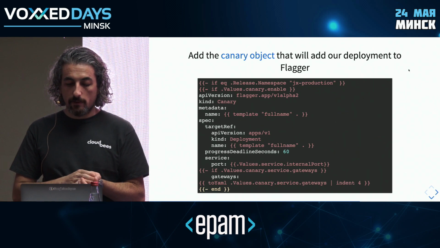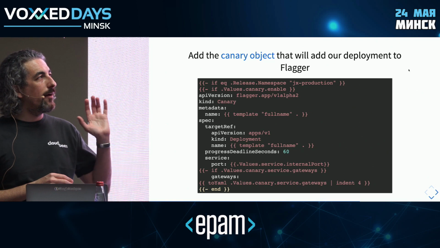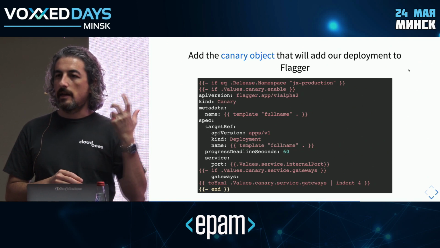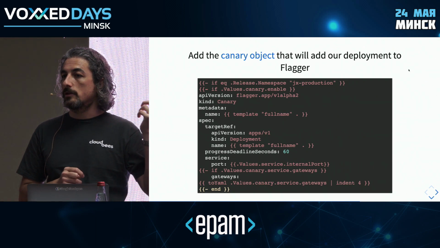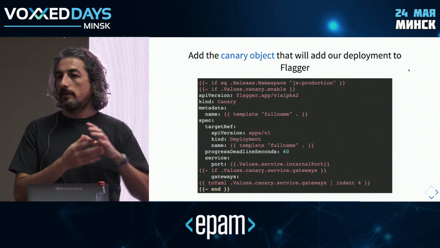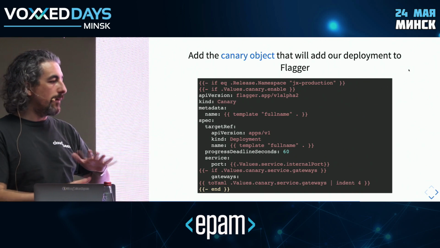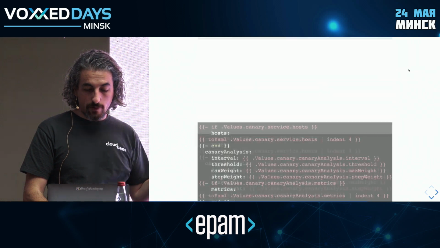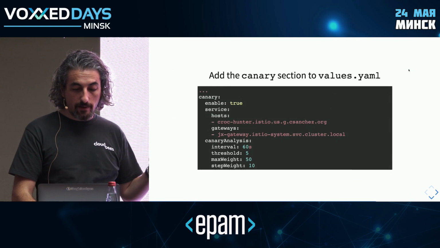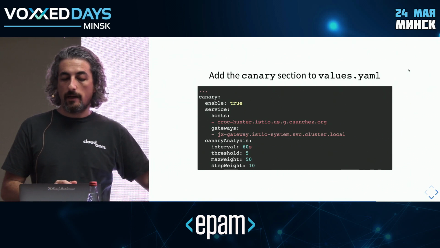And what I have added to my application is a file that says it's a canary object on Kubernetes. So it's using Kubernetes custom resources. Flagger defines this concept of a canary file, and a lot of boilerplate here just to define what my canary deployment looks like.